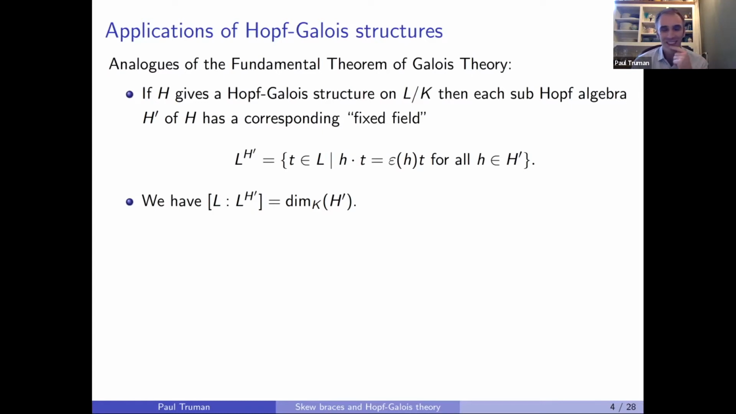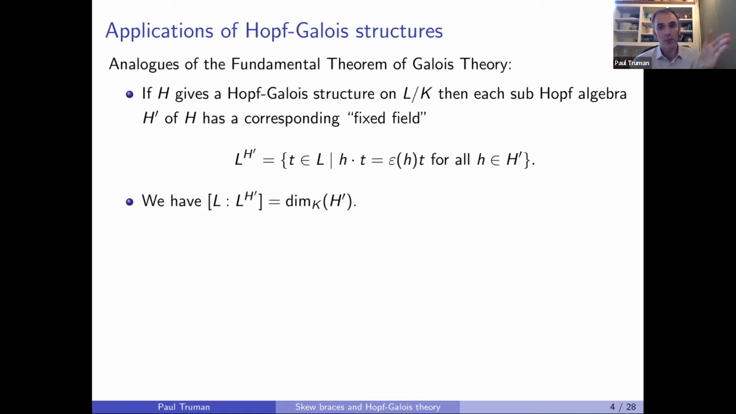I've put "fixed field" in inverted commas, but it's the sort of analogous thing. So I ask for all those elements of L on which H acts as trivially as possible. H acting on T should be just the counit of H multiplied by T. And I ask for that to work for all H in H prime. And that's the fixed field associated to this Hopf subalgebra.